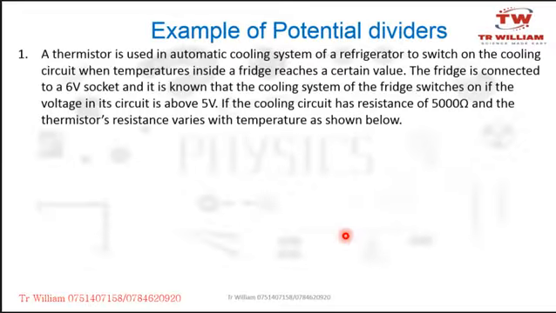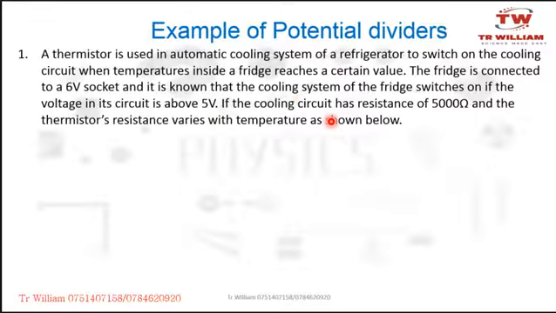A thermistor is used in the automatic cooling system of a refrigerator to switch on the cooling circuit when the temperature inside the fridge reaches a certain value. The fridge is connected to a 6-volt socket, and it is known that the cooling system of the fridge switches on if the voltage in its circuit is above 5 volts. You see that? That if the voltage in the cooling system is above 5 volts.